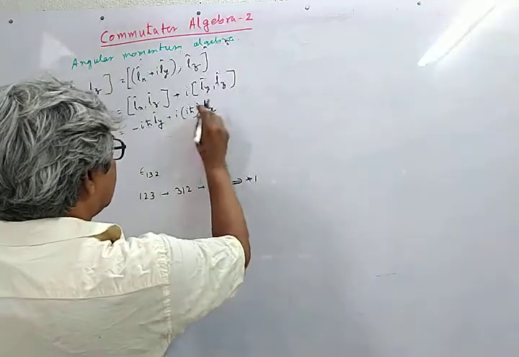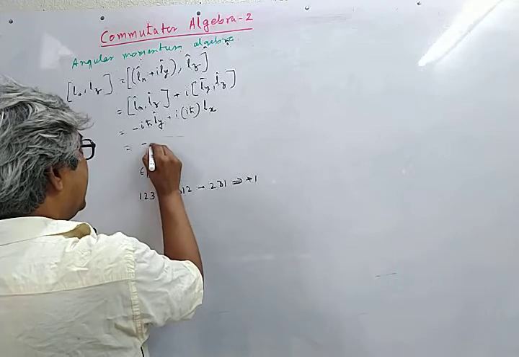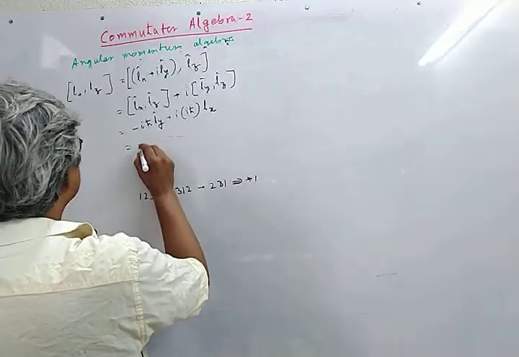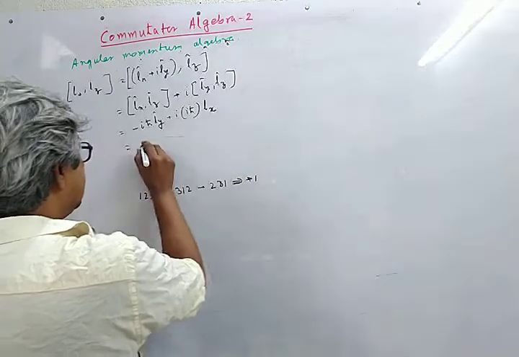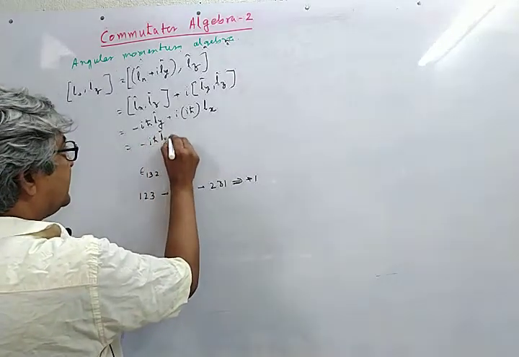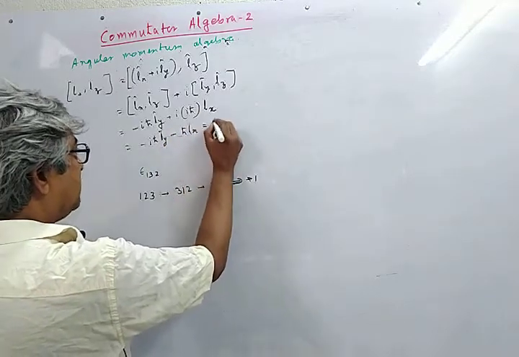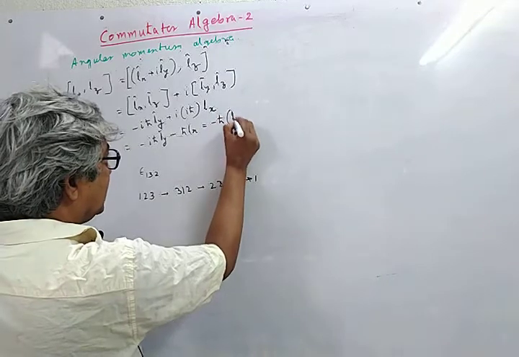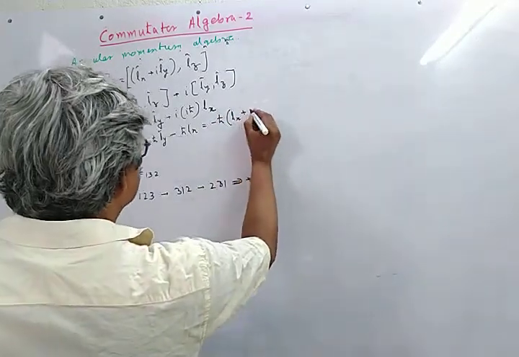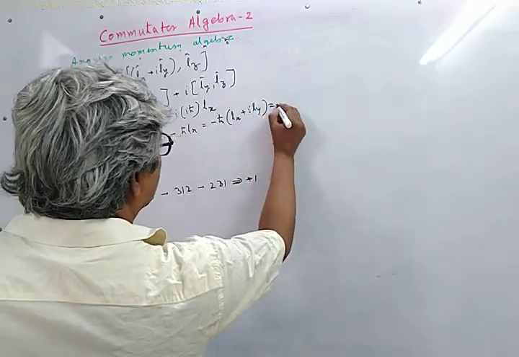This is equal to minus i h cross Ly plus i h cross Lx. Taking minus h cross common, this is minus h cross times Lx plus i Ly.